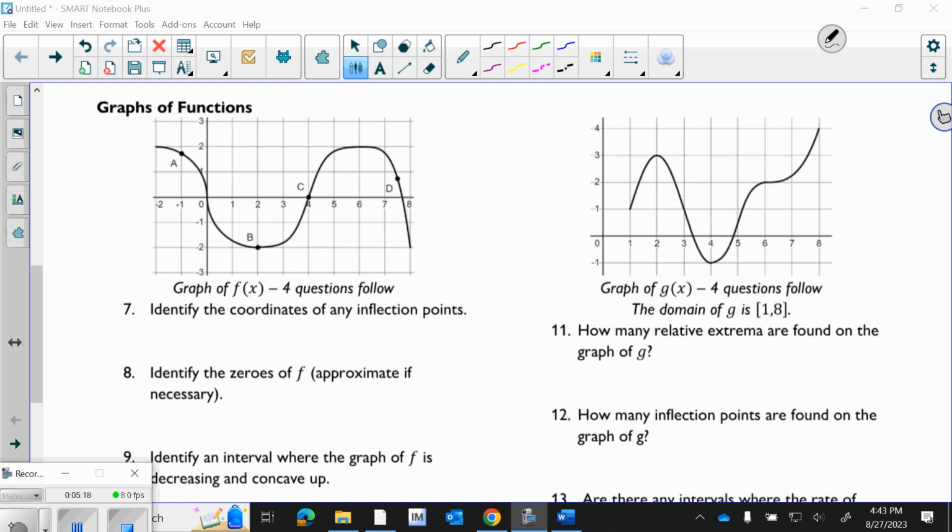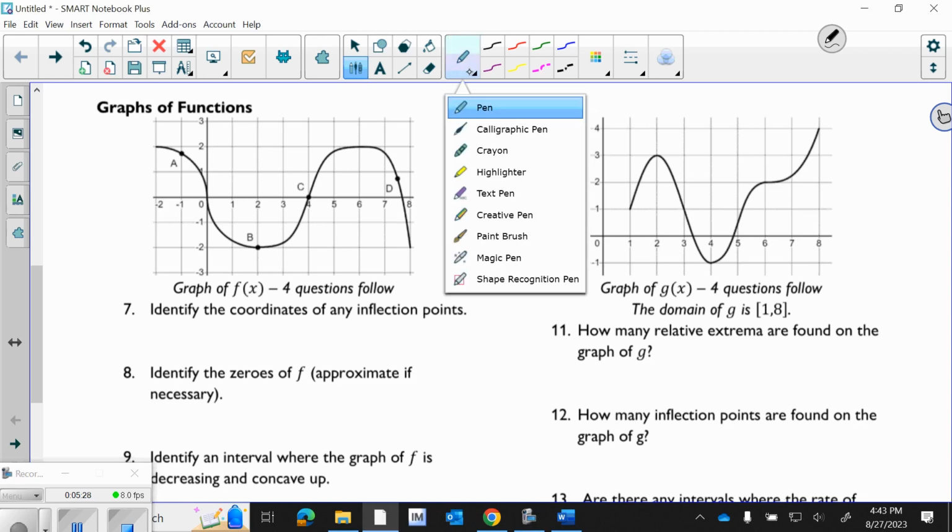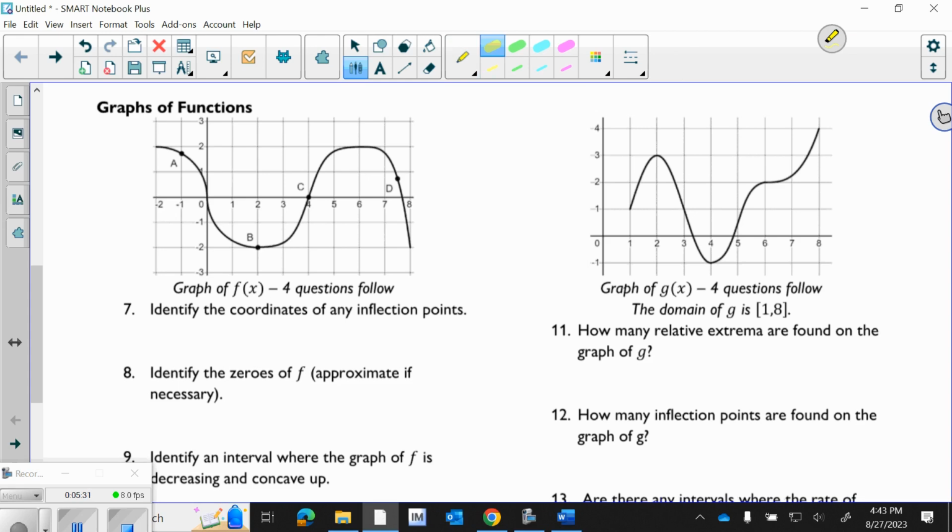So let's review. An inflection point occurs when the graph changes from concave up to concave down, or vice versa. So if I'm looking at my graph, I'll just highlight, this section would be concave down, and you can see that I'm changing to concave up here, and then I change to concave down here, and it doesn't change again. So my inflection points that I'm going to look at are going to be where you see the point C, and it looks like approximately 0, 0.